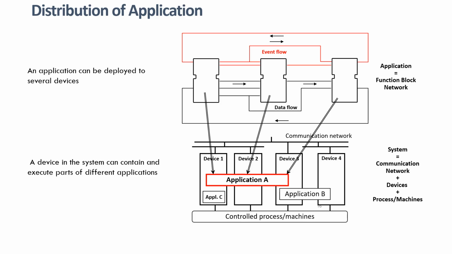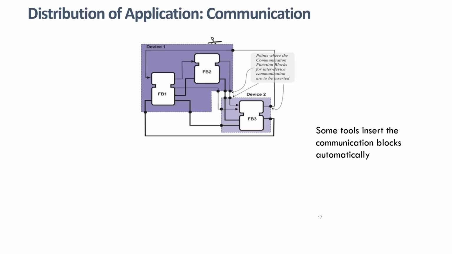In a single function block application, its function blocks can actually be executed in completely different devices, and these communication lines connecting function blocks with each other in the abstract application, with event and data flows, will be converted by the engineering tool into communication code that will enable the data to travel across interfaces and communication networks between the devices.